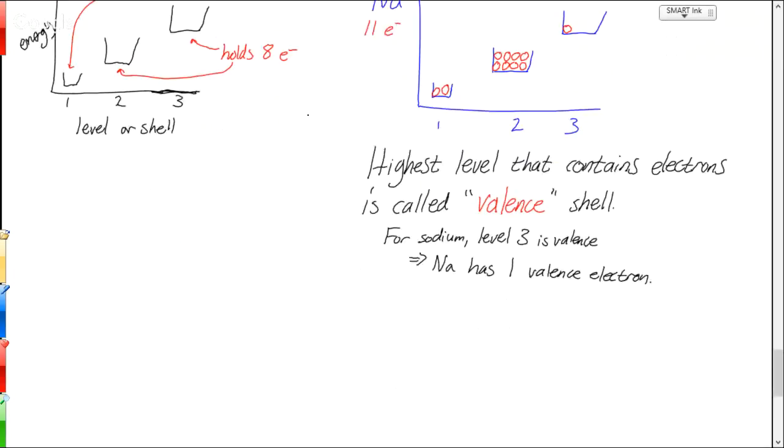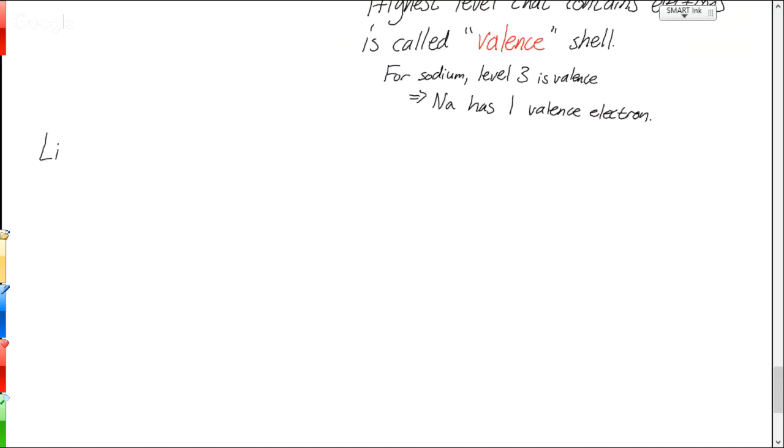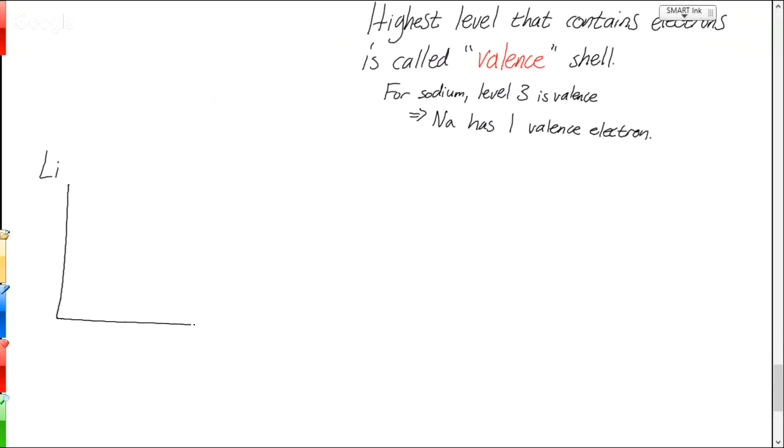All right, we've got about 5 more minutes. With our last 5 minutes, I want you to try to do the configuration for lithium, Li. So do the same thing. Draw either buckets or circles, whatever you like, and determine what is the valence shell and how many valence electrons does it have. Should be fairly quick because there's not too many electrons there.